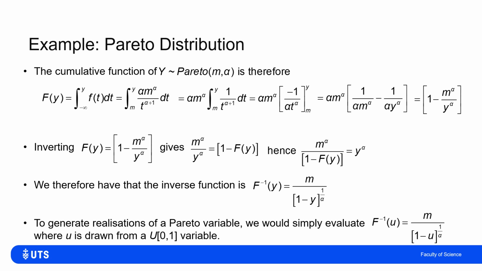So if I wanted realizations of a Pareto, I'd just draw uniform points between 0 and 1, and I'd calculate m divided by 1 minus my uniform point to the 1 over alpha.